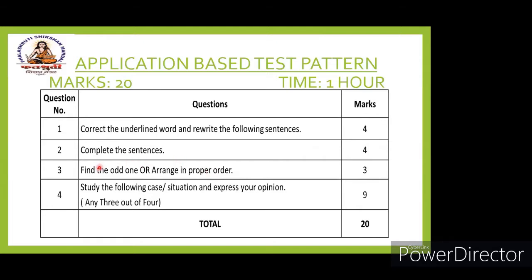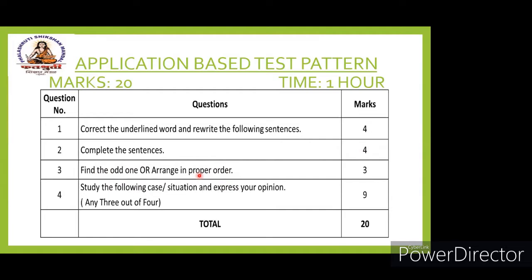Now comes this question. Again, this is something newly introduced in this academic year: find the odd one or arrange in proper order. They will not give a combination. It's only for 3 marks, so they can't give you one arrange-in-order and one find-the-odd-one. Either they give you all find the odd ones or they give you all arrange in proper order.